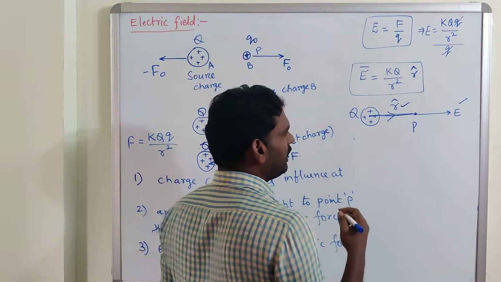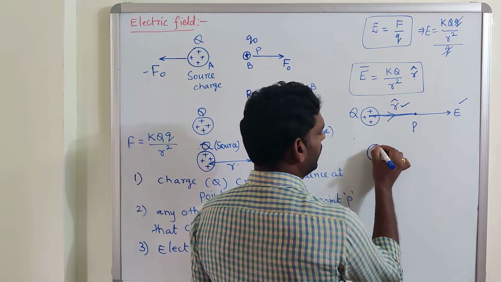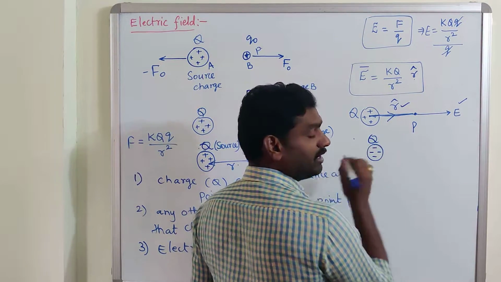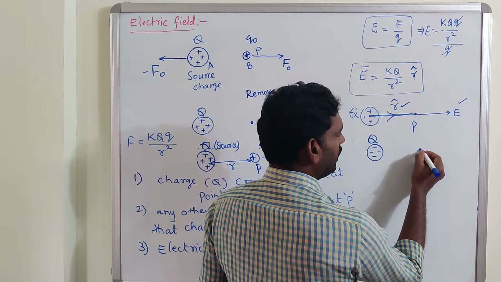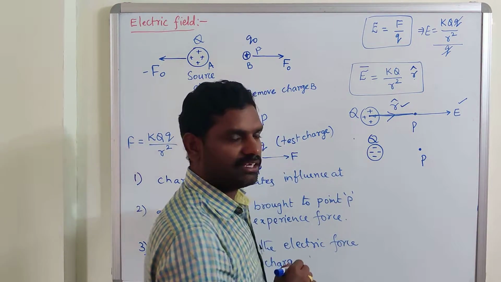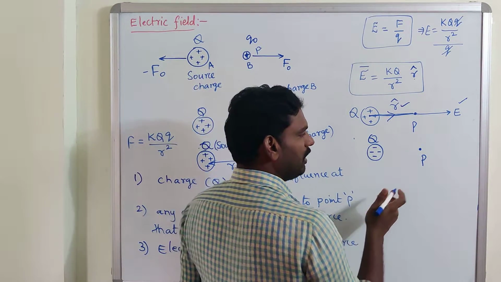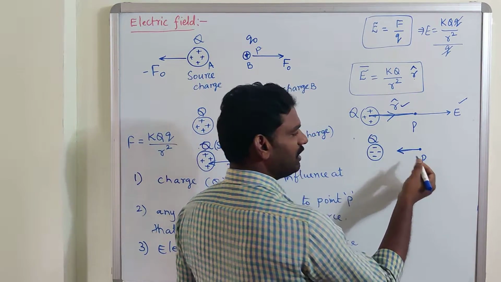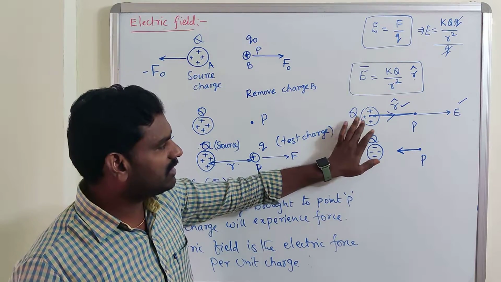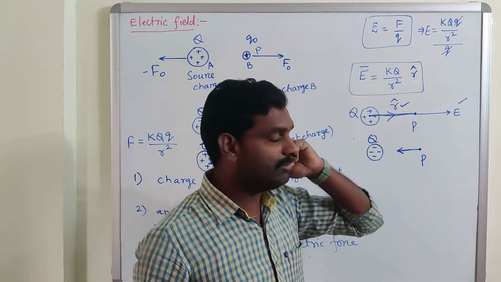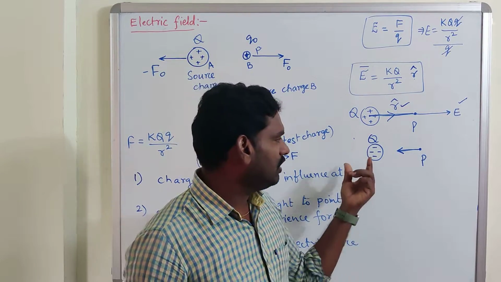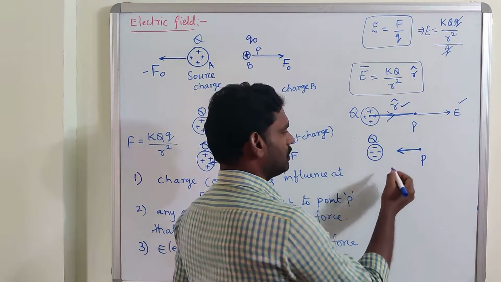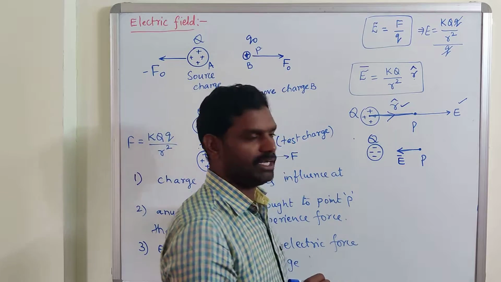Okay, for a negative charge, if the source charge is negative, this is the source charge and point P. I would like to find out the direction of electric field at point P. At point P, the direction of electric field is towards the negative charge. For positive charge, the direction of electric field is away from the positive charge. If the source charge is negative, the direction of electric field is towards the source charge. Electric field direction will be like this.